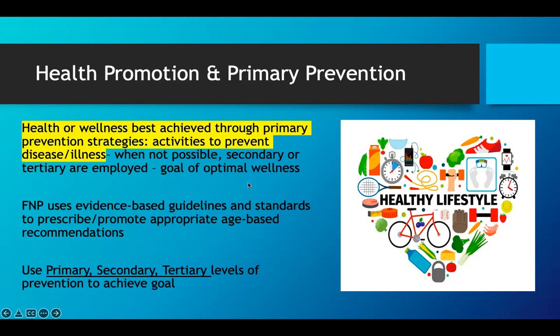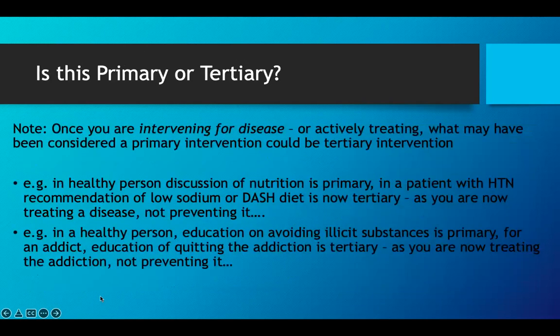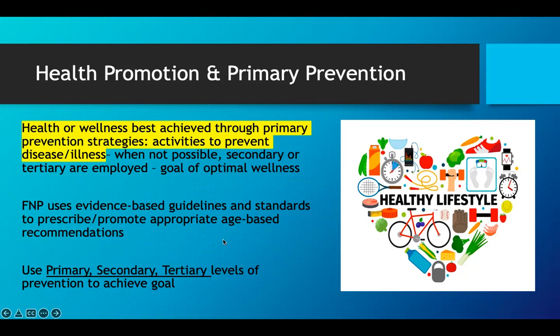Health promotion and primary prevention are best achieved through primary prevention strategies, which are activities to prevent disease and illness. When primary prevention is not possible, secondary or tertiary are employed, with the goal of optimal wellness. So the FNP uses evidence-based guidelines and standards to prescribe and promote appropriate age-based recommendations. And we use the primary, secondary, and tertiary levels of prevention to achieve those goals.